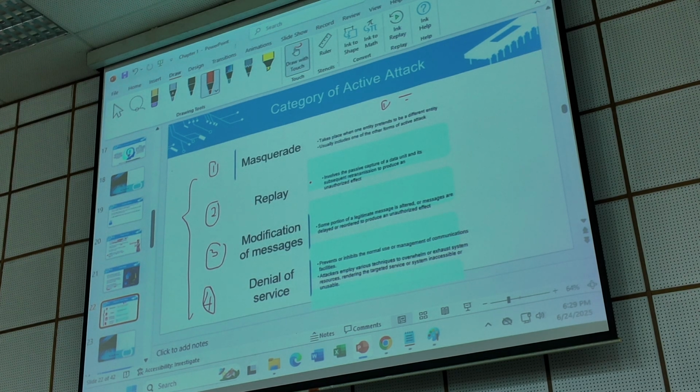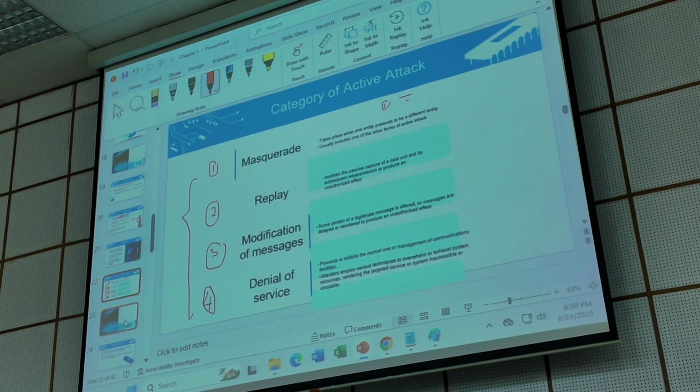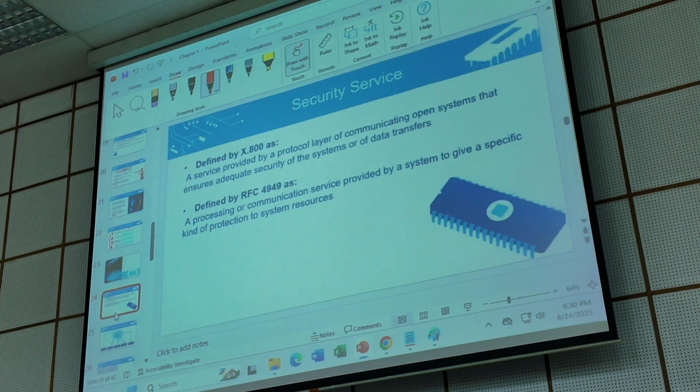Can you remember? When the midterm or final comes, I may ask you, can you give an example of active attack? Do you know what is active attack? All this you need to know. So far, any question? I already completed 2 parts. Any question?